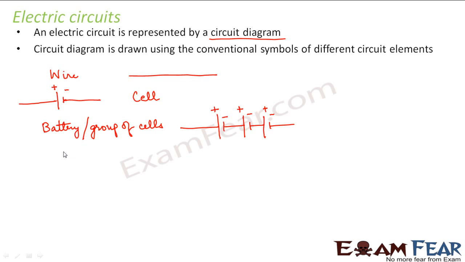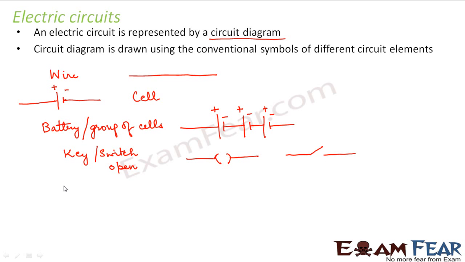How do I represent a switch or a key? It is sometimes known as key, sometimes known as switch. It is represented like this. When it is represented like this, that means the key is open or the switch is open, so the switch is off. Sometimes the key is also represented like this in a circuit. Both of them mean the same thing, that no current flows in the circuit.